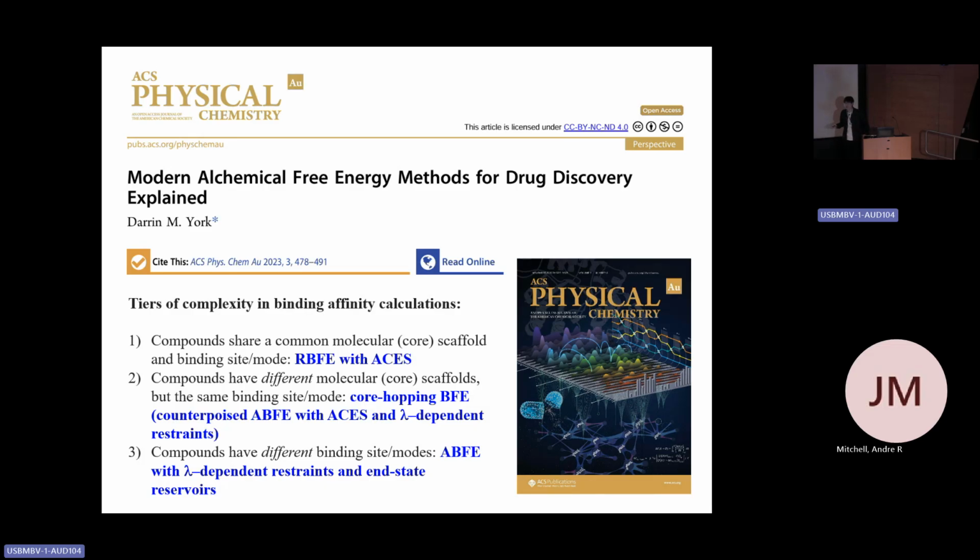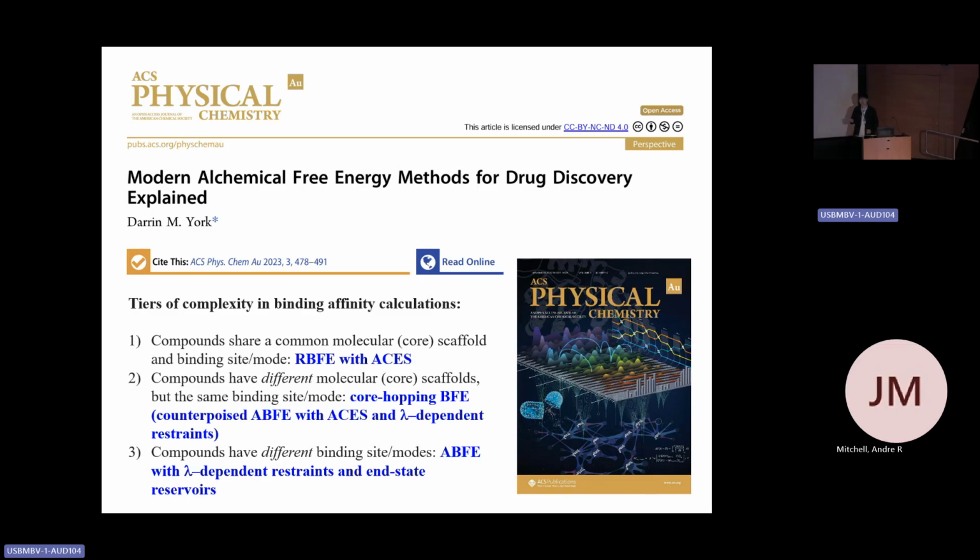The worst scenario is when your compounds have significantly different binding sites or binding modes. In this case, you need to run ABFE calculations with lambda-dependent restraints. If you happen to have quite a large network, a large ligand library, and you want to run ABFE on all of them, you probably need end-state reservoirs for the apo structure of your protein.